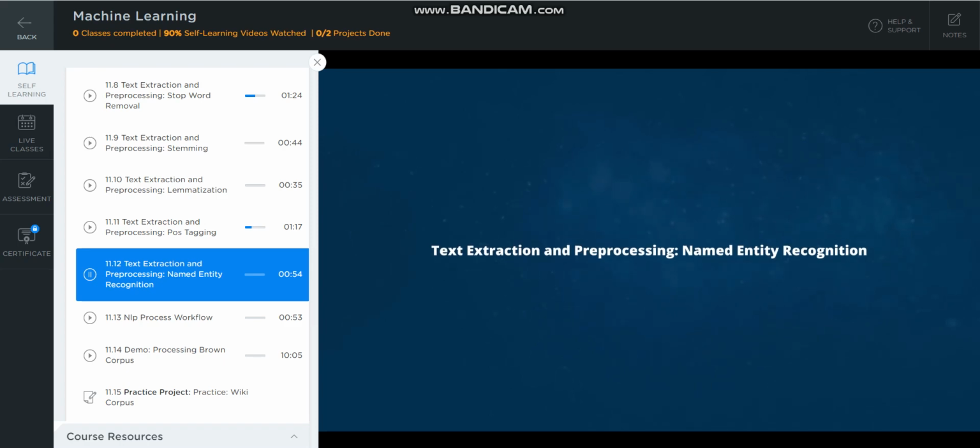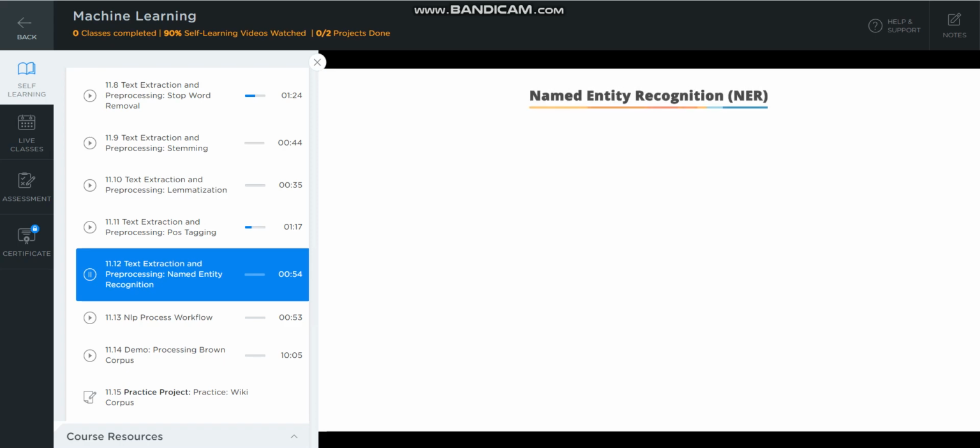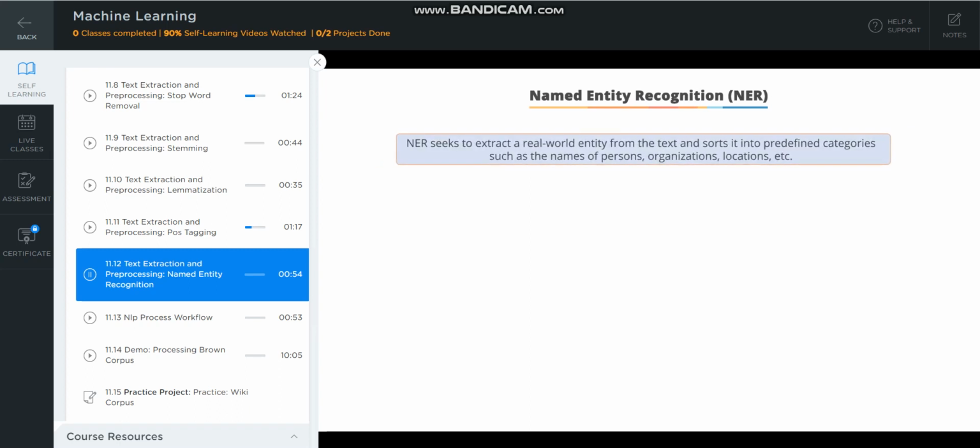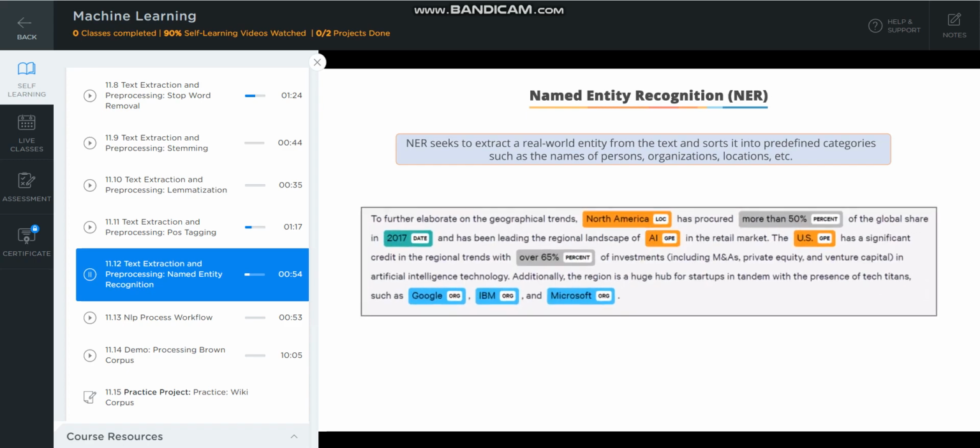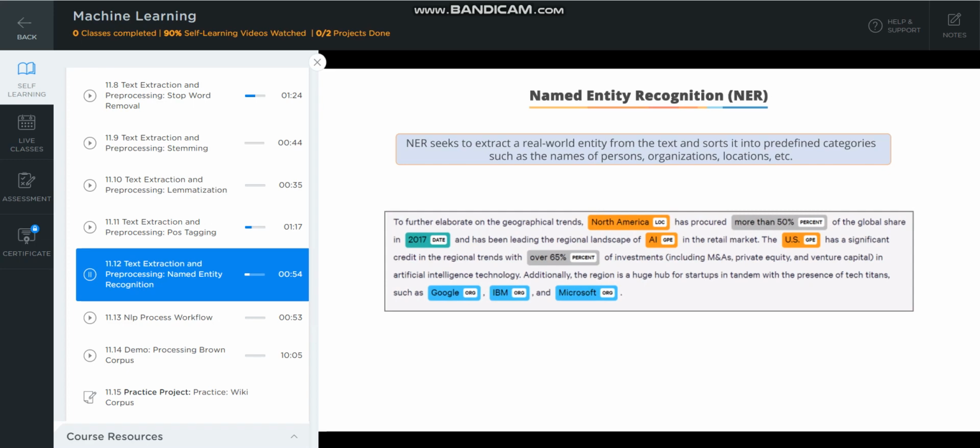Text extraction and pre-processing: named entity recognition. Now let's understand what named entity recognition is all about. NER seeks to extract a real-world entity from the text and sorts it into predefined categories, such as names of people, organizations, locations, etc. Many real-world questions can be answered with the help of named entity recognition.